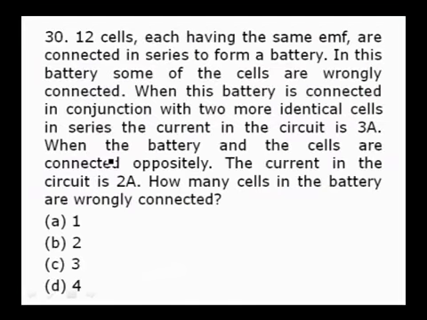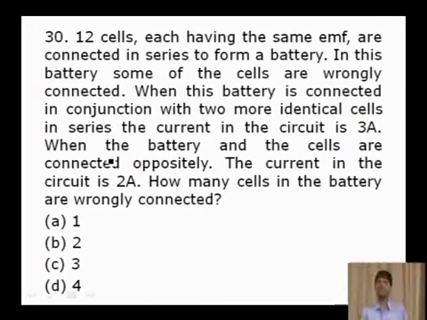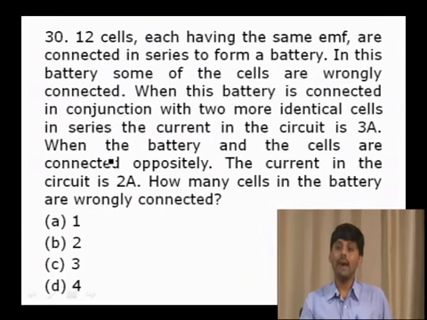Question number 30. 12 cells, each having the same EMF, are connected in series to form a battery. In this battery, some of the cells are wrongly connected. When this battery is connected in conjugation with two more identical cells in series, the current in the circuit is 3 ampere. When the battery and the cells are connected oppositely, the current in the circuit is 2 ampere. How many cells in the battery are wrongly connected? Option A 1, option B 2, option C 3, option D 4.